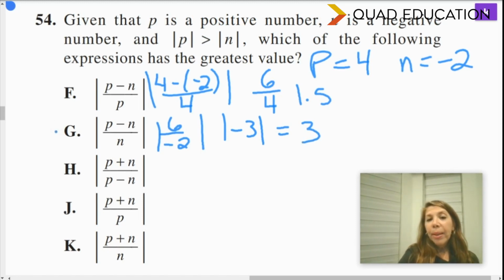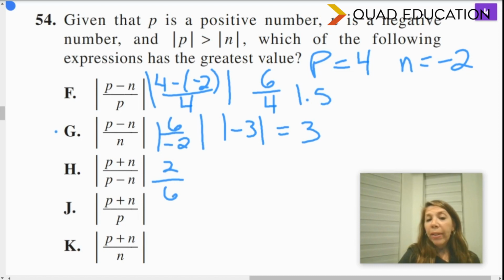P plus n would be 4 plus a negative 2, which is 4 minus 2, and that would just be 2. And we already know that p minus n is equal to 6 from our choices F and G. So that is automatically going to be less than G because that's a fraction. 1/3 is less than 3.